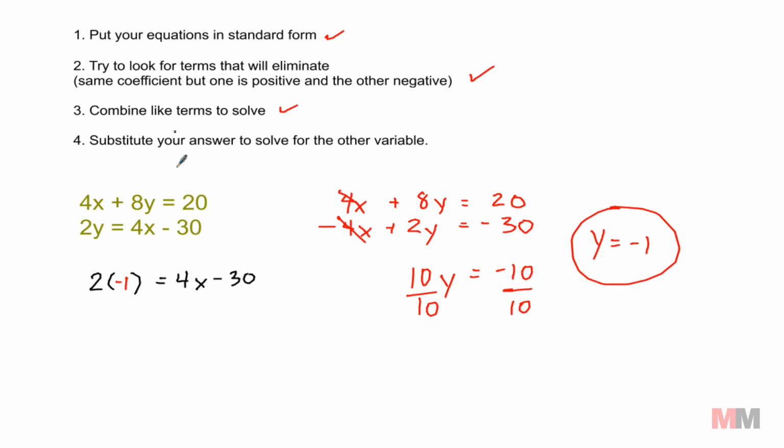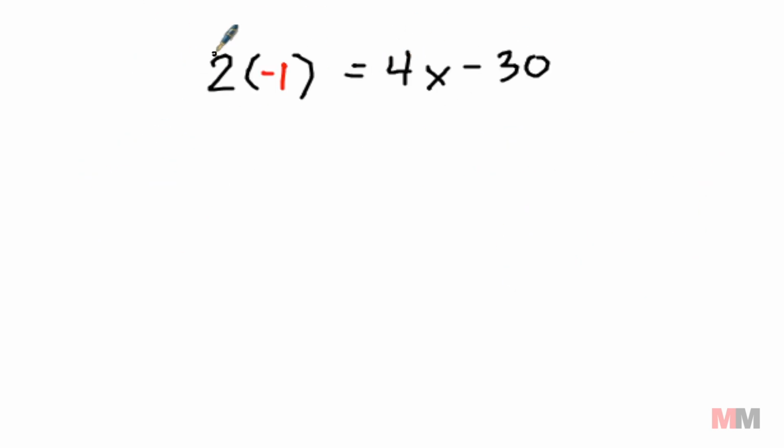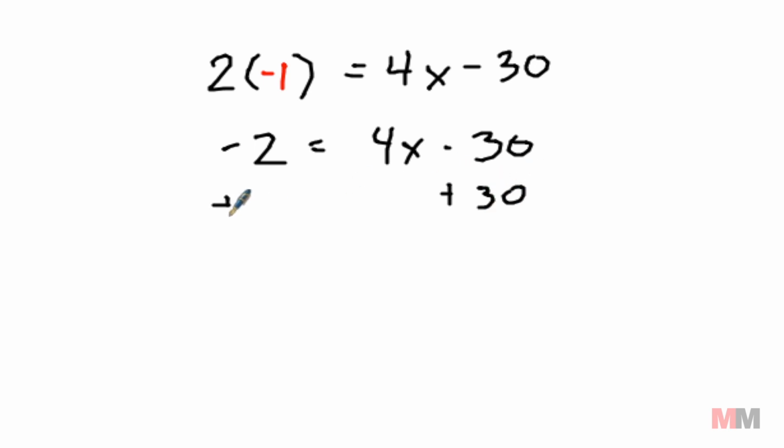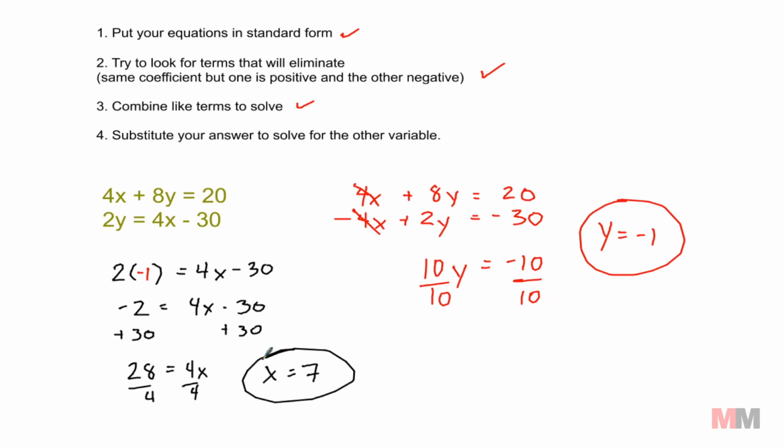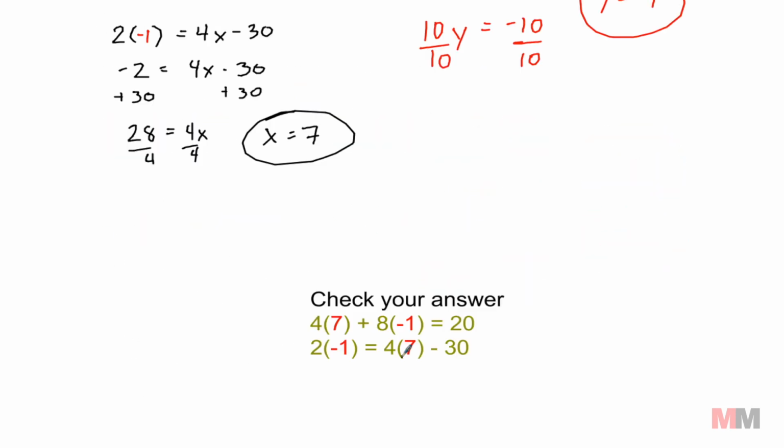And now I have an equation once again to solve for x. 2 times negative 1 is negative 2 equals 4x minus 30. Add 30 to both sides. And now you're going to get your x. 28 equals 4x, divided by 4. x equals 7. If you want to check your answers, plug those back into the main equation, just like this, and you did this correctly.